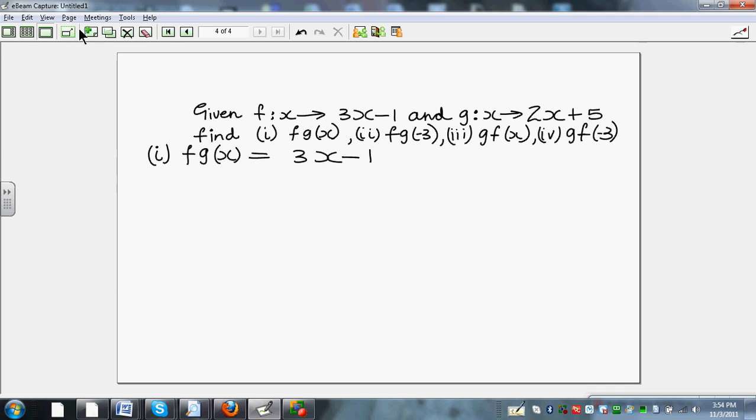The function on the left, which is f of x, which is 3x minus 1, what we'll do is we'll take out this x and we will replace that x by the function on the right. The function on the right is g of x, so we will replace that x by 2x plus 5. So 2x plus 5 will come into that position instead of the x. So really and truly, this should be written as 3, open brackets, 2x plus 5, minus 1.